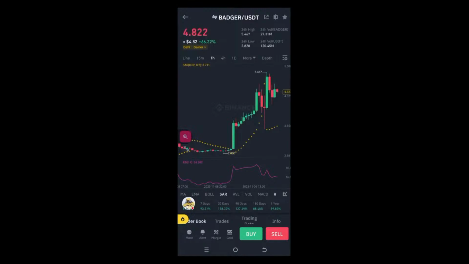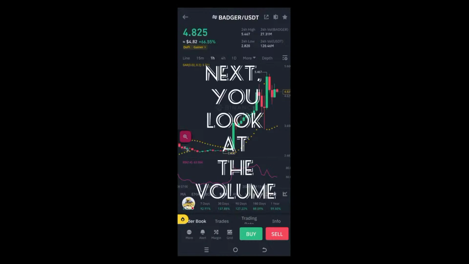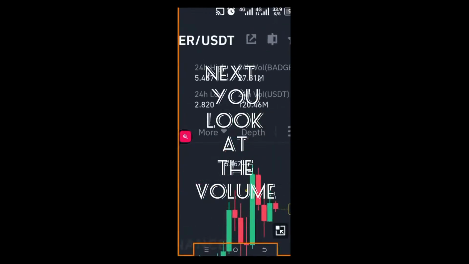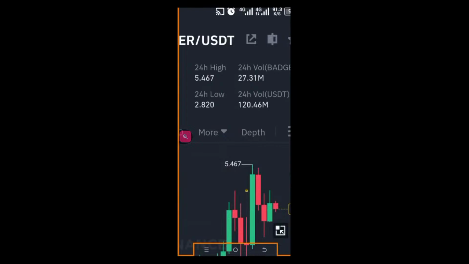All right, let's go to another thing that we need to look at. After you've seen all these three things, which are for you to even decide whether you're going to take this trade or not, and all three are good, what do you do next? You look at the volume. Look at the 24-hour high, the max place it went to in the last 24 hours. Then you look at the low, but we're more concerned about the high, because if it hit that place, it should be able to hit it or at least somewhere close to it.